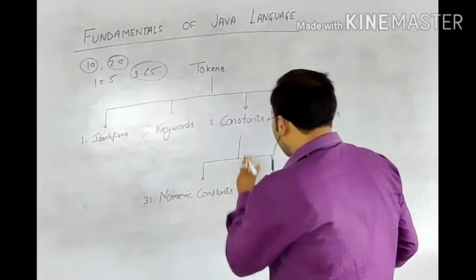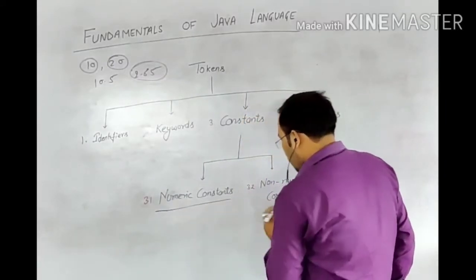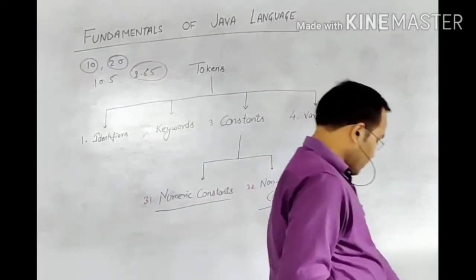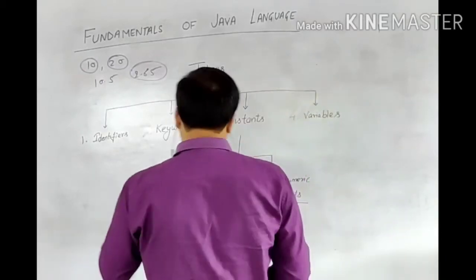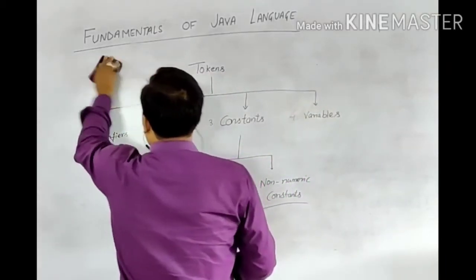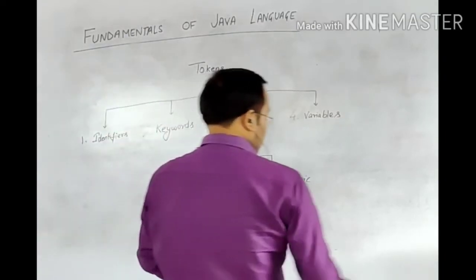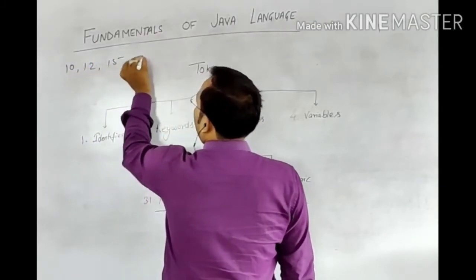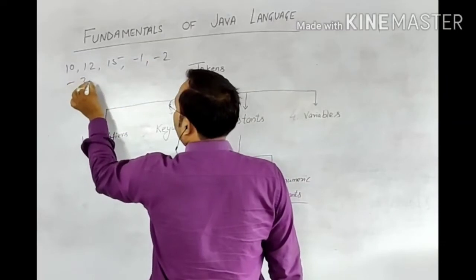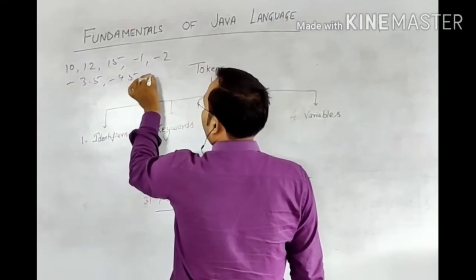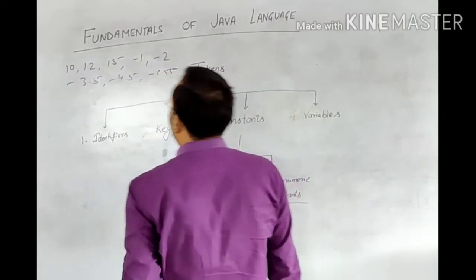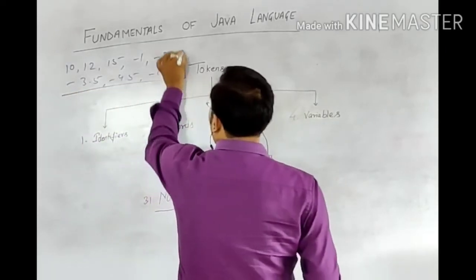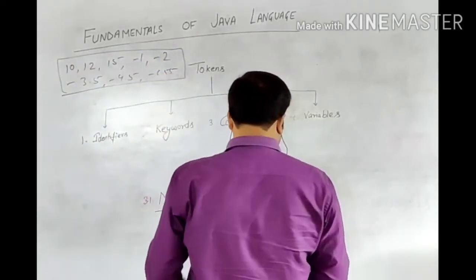Okay. Now in constants we have two terms, numeric constant and non-numeric constant. Now what is it? Numeric constant means numeric values like 10, 12, 15, minus 1, minus 2, minus 3.5, minus 4.5, minus 6.555. So these are known as numeric constants, whose values are fixed to the compiler and cannot be changed throughout the program.